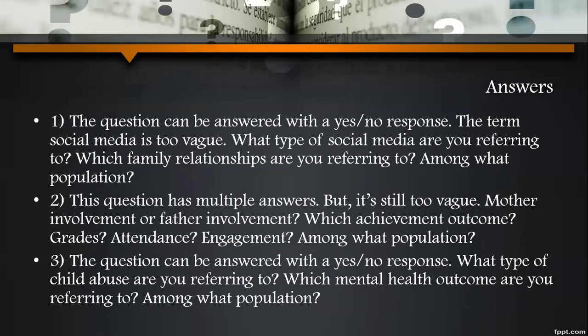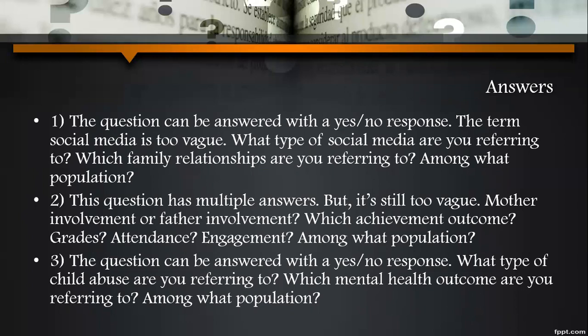So here are the answers. For the first question, the question can be answered with a yes or no response. In addition, the term social media is too vague. So what type of social media are we referring to specifically? And also, which family relationships are we referring to, and among what population?